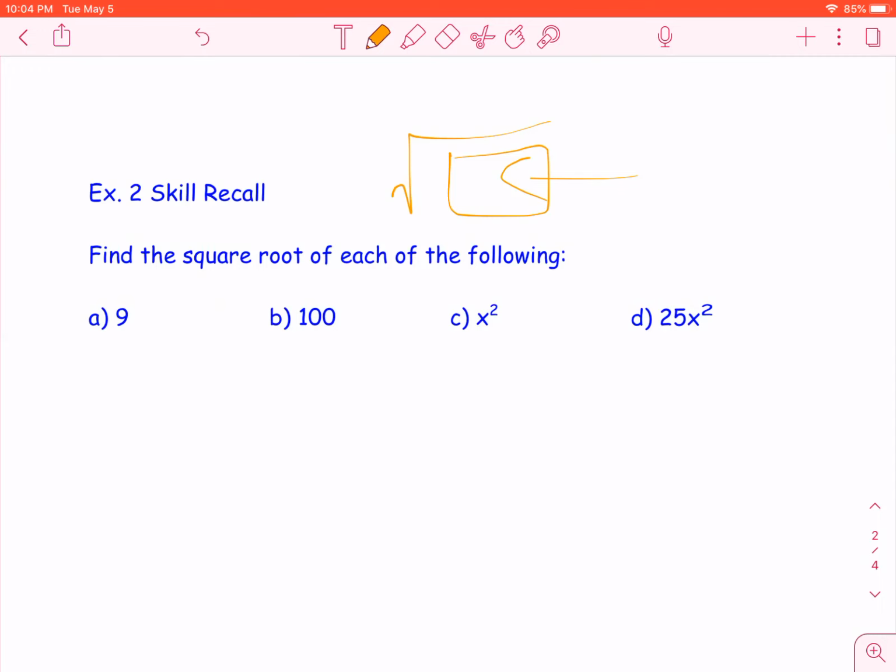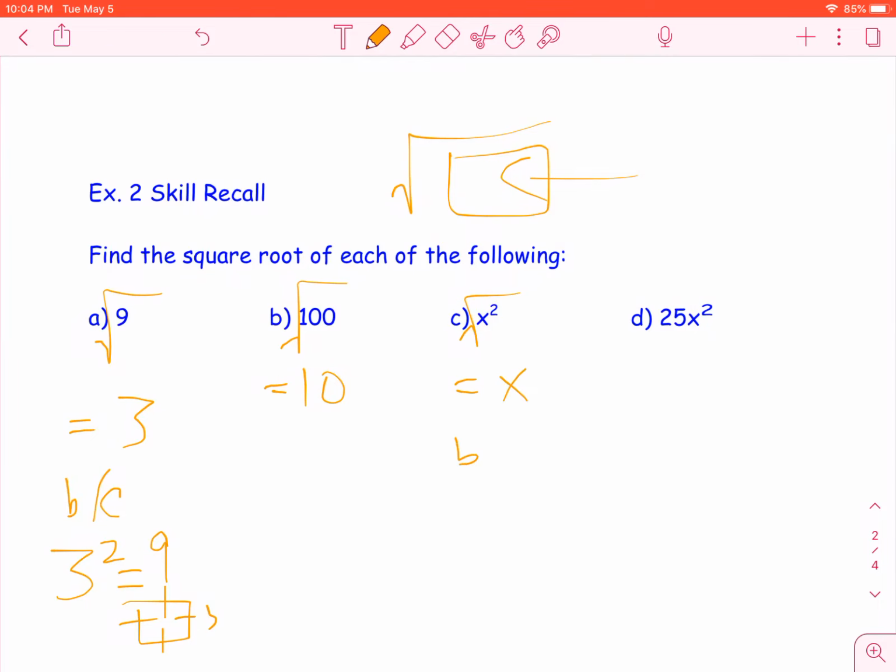Okay, so if we were to take the square root of 9, we would get 3. And this is because 3 squared is equal to 9, or a square has dimensions of 3 around. The square root of 100 is 10. The square root of x squared is just x, because x multiplied by x, which both have exponent 1, keep the base, add the exponents, that gives you x squared.